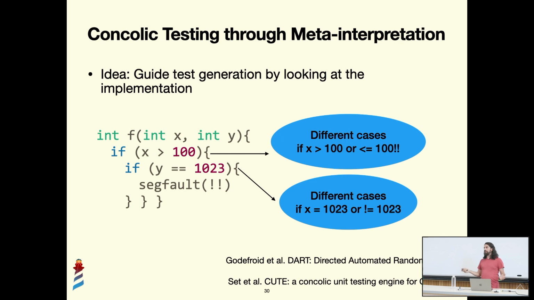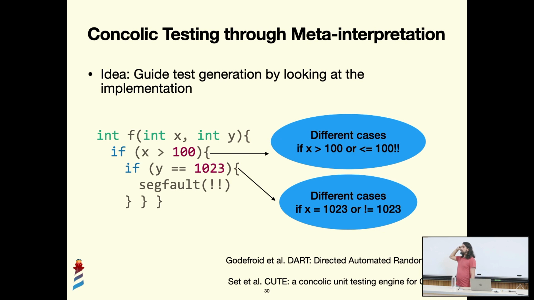Based on these ideas, we build this concolic tester. I will explain how this concolic thing works with a smaller example. The idea is that we can guide test generation by looking at the implementation. If we have the implementation of something, we can use a white box approach, look at this and say, these are the tests that you need to execute. So here in this code, we can see easily that if x is bigger than 100 or smaller or equal than 100, then we have different cases. And if y is equal to 1023 or different, we have different test cases too.